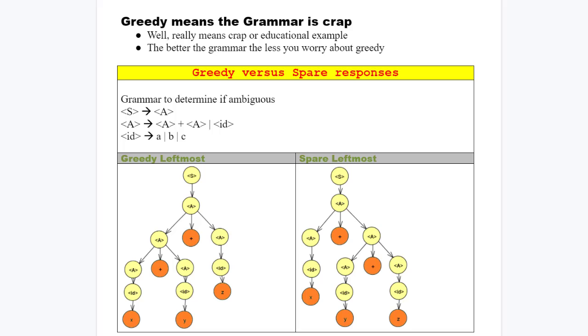Here, if the grammar allows us to do both a greedy and a spare, it's just not good enough. And we will have to find something later on that can, frankly, make the algorithm, or the grammar in this case, less ambiguous.